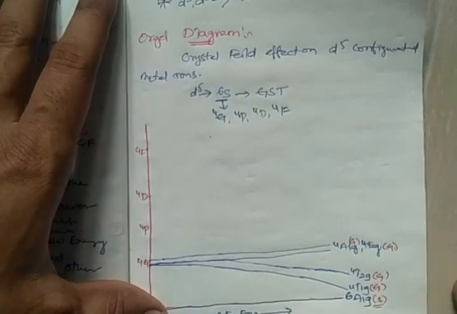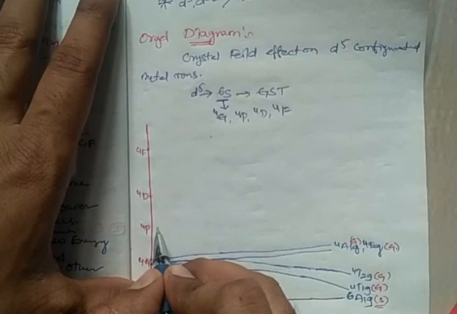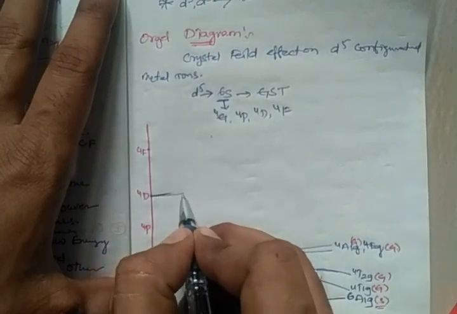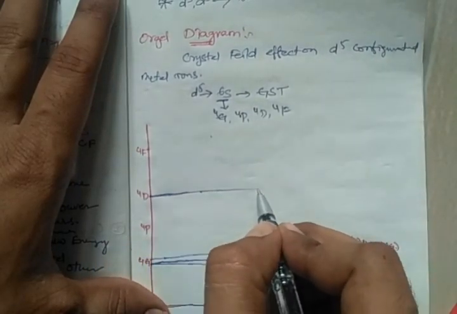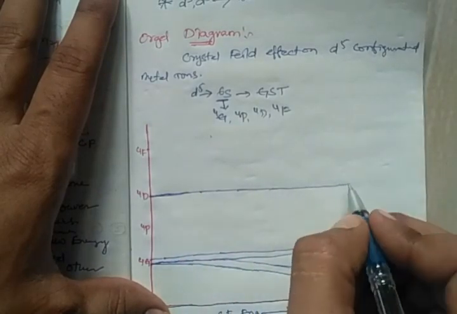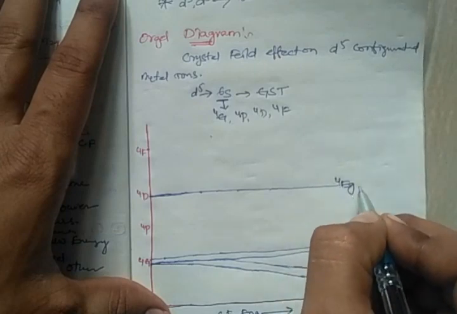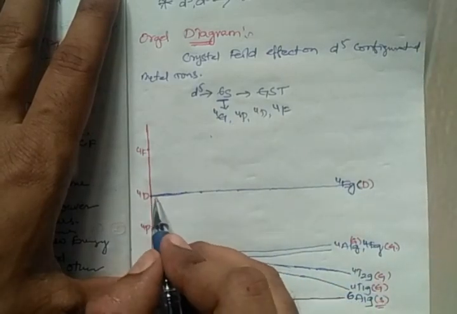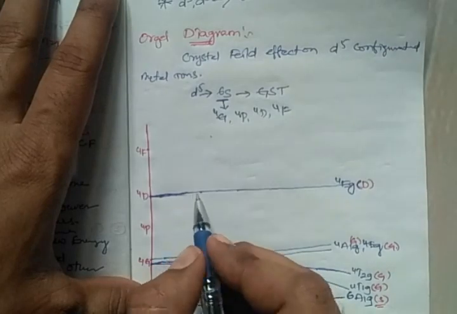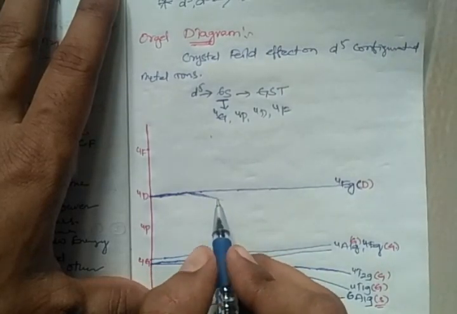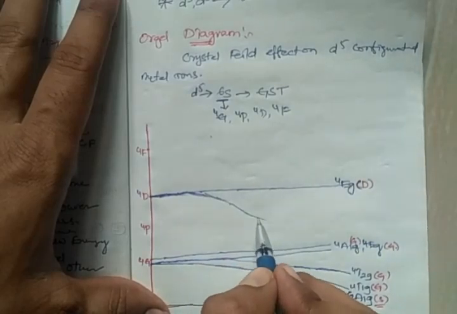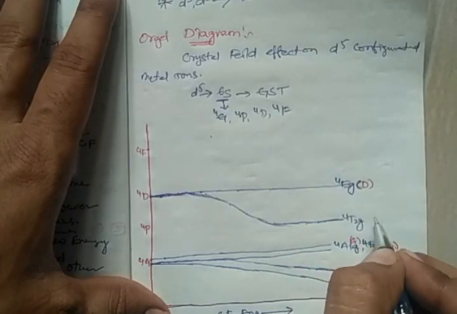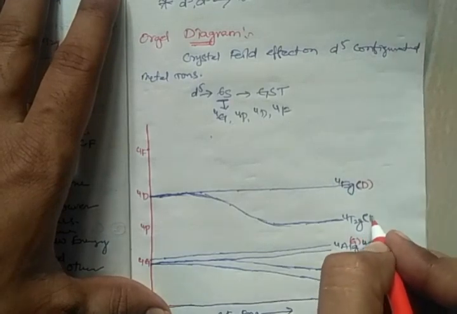Coming to the D term, it has another horizontal line, the 4Eg of the D term, and from that it also has a 4T2g energy level from the D term.